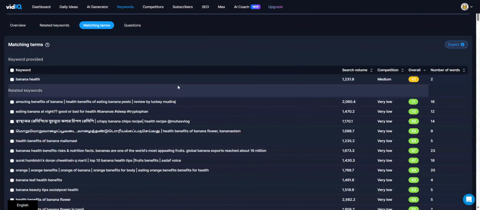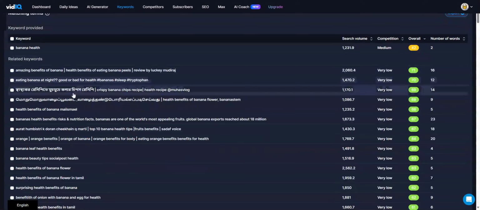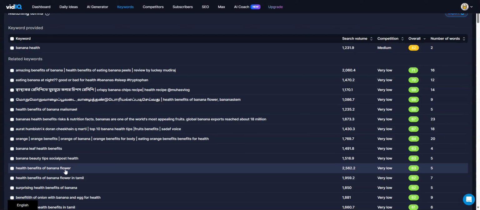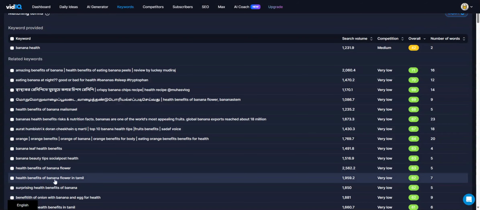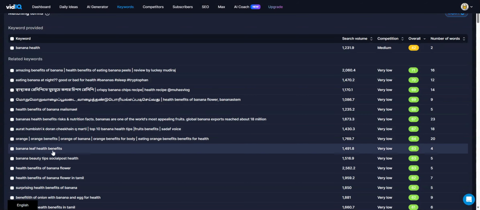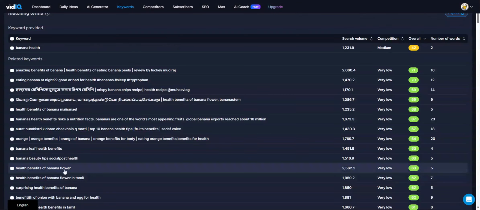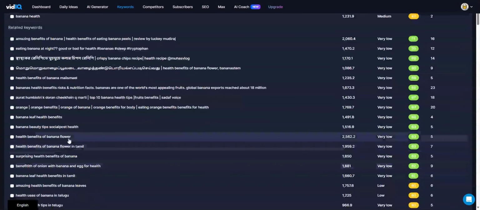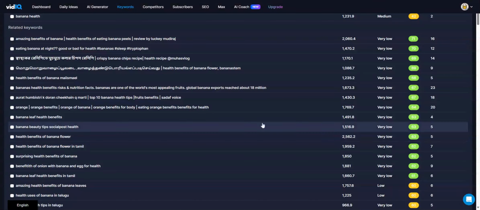And here we can start looking if there's anything interesting. So: banana leaf health benefits, banana beauty tips, health benefits of banana flower, surprising health benefits of bananas. So it's banana leaf and banana flower. Those are the different keywords that we could target, because they have very low competition and still have over 2,000, over 1,500 searches.